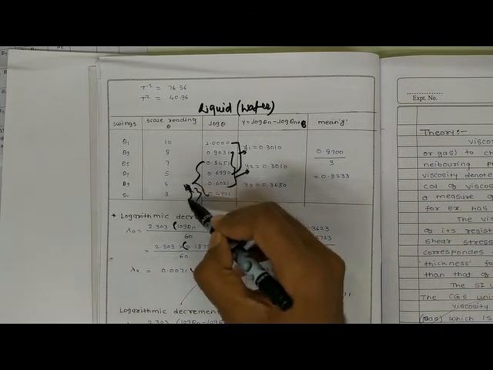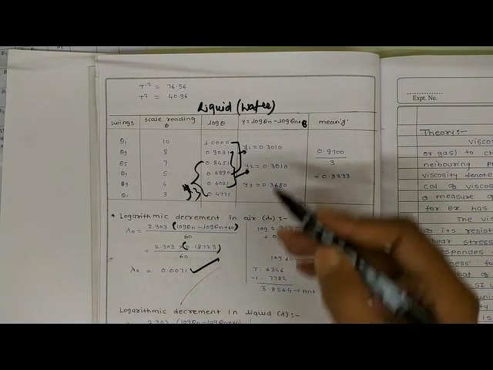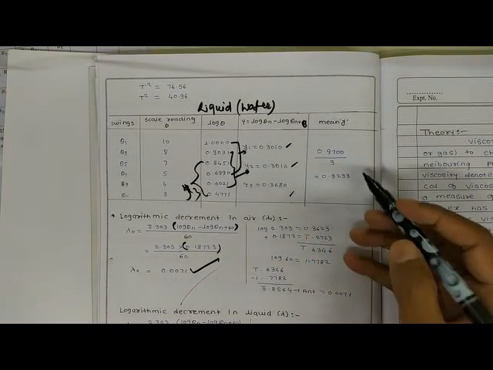So this is x, or sorry, we can say y. For the air medium we have noted it for x. So again the mean of these three, y1, y2, y3, this will be 0.3233.